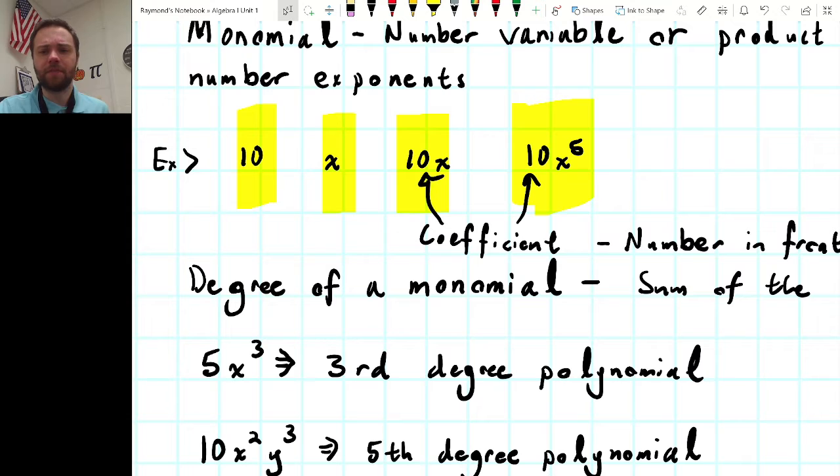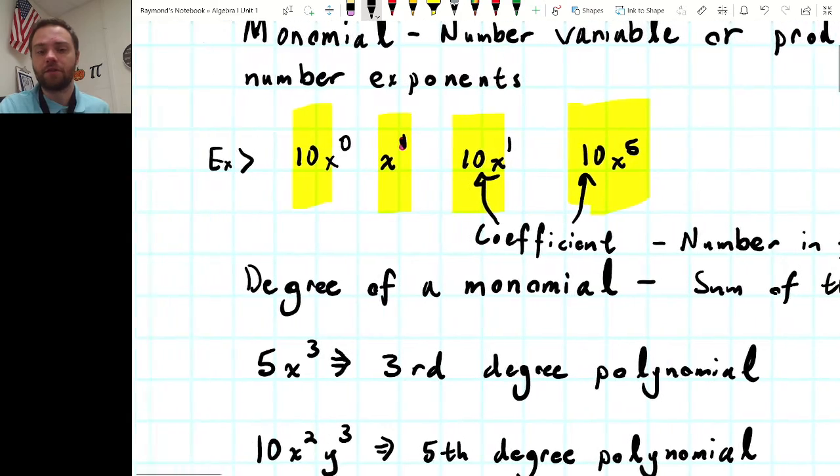And each one of these has a power, and if you take a look, if x is standalone, then it's to the first power. If there is no variable, if there's just a constant, just some number, then the power is understood to be 0, so x to the 0. And then this one is x to the 5th, so the power is understood to be 5. Notice that they're whole numbers.